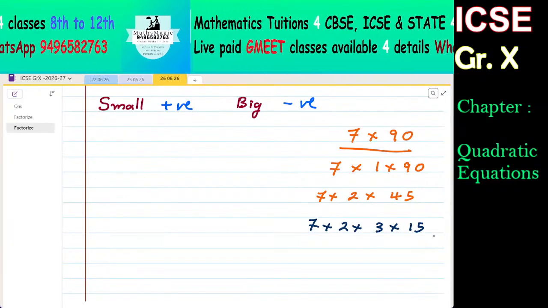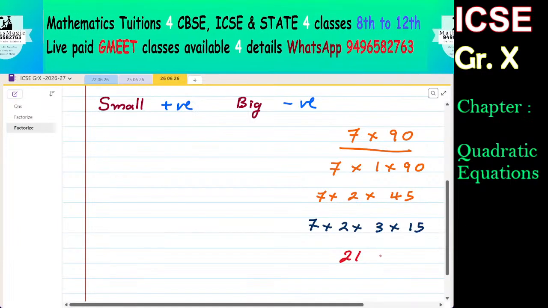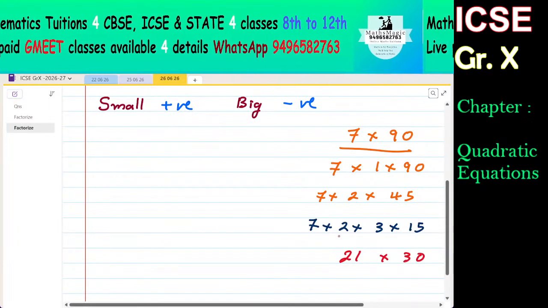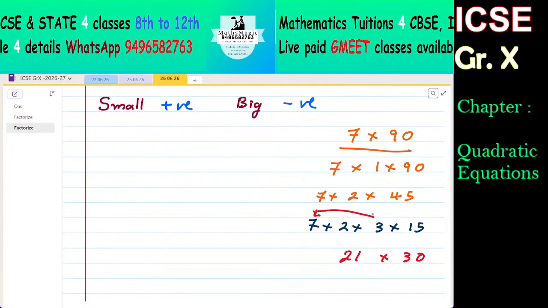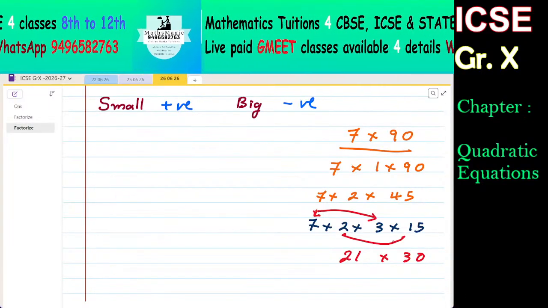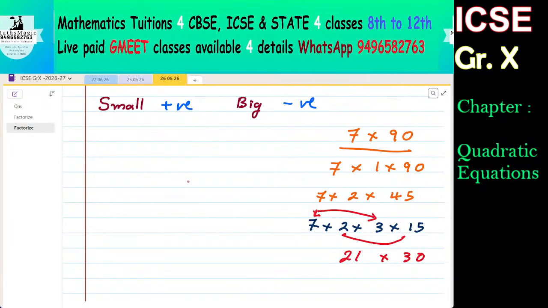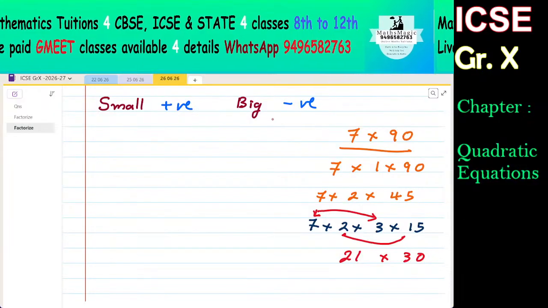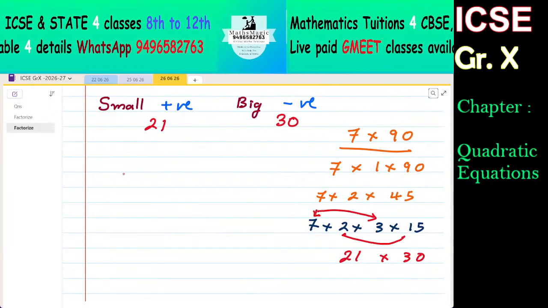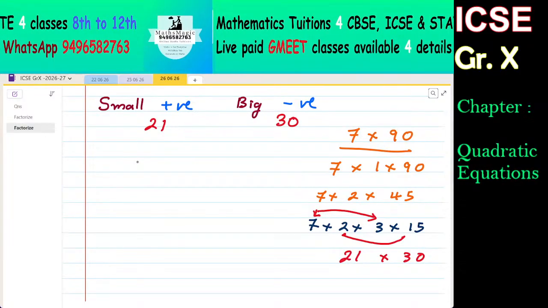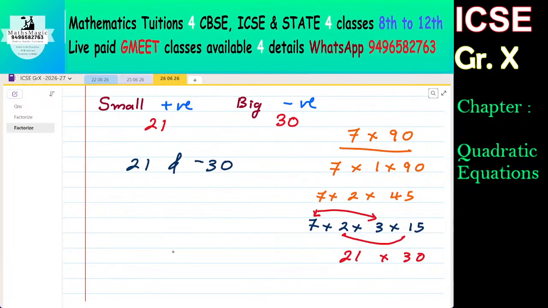21, 30. Yeah, 21 times 30. Okay, so the difference is 9. So we have to write 30 under big, 21 under small. So the numbers are 21 and negative 30.